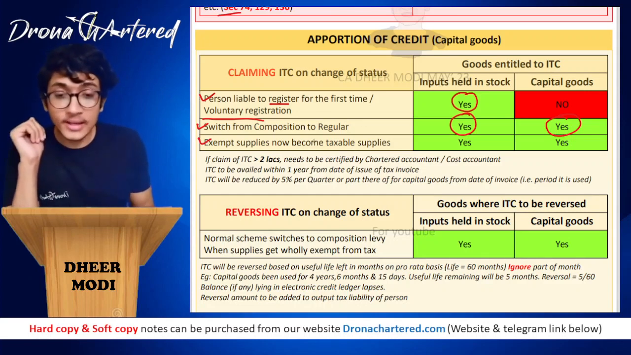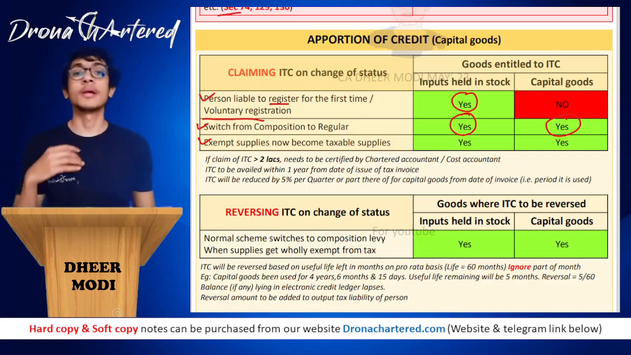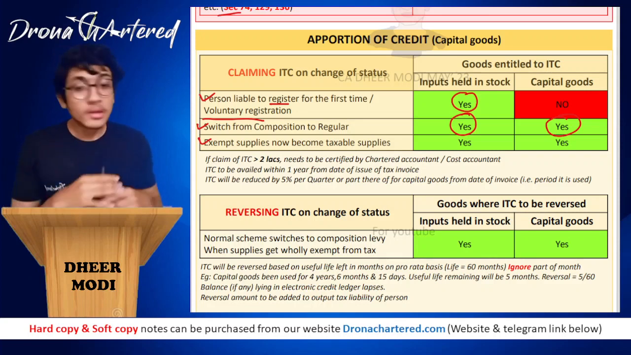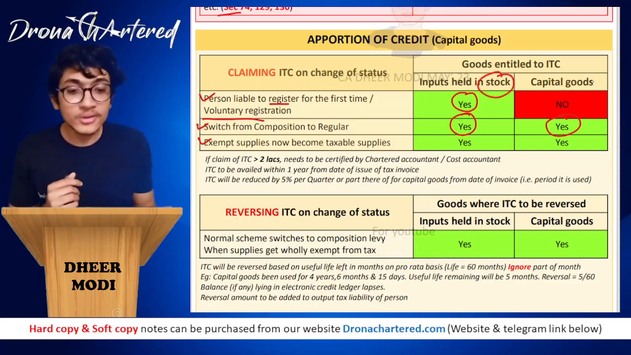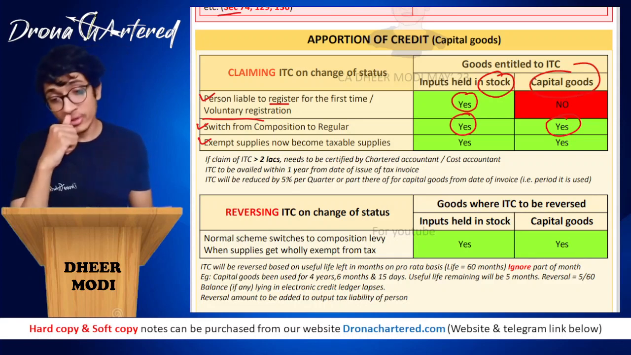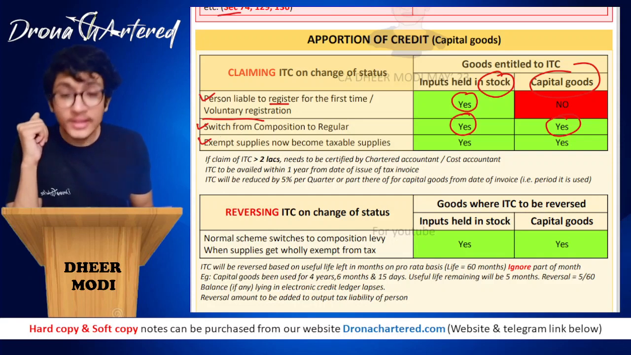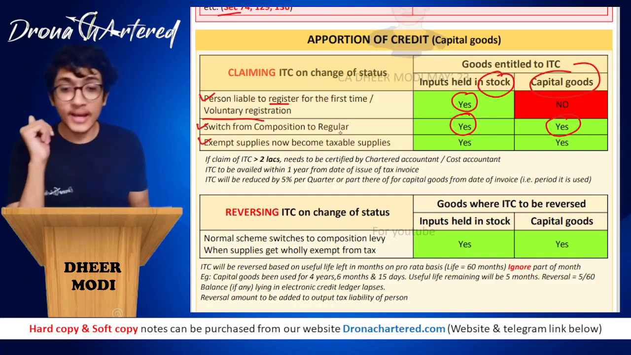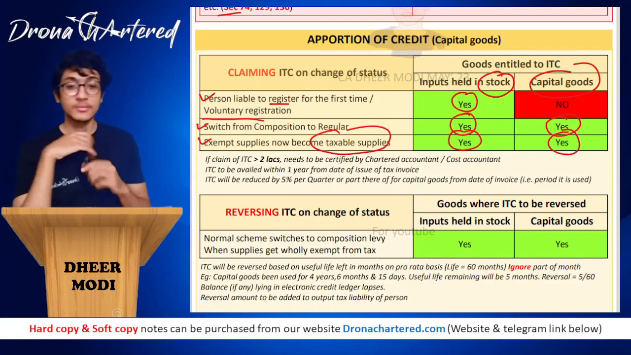And next is any exempt supplies now becoming taxable supplies. Any supplies which were earlier exempt, so you were not allowed ITC on the stock and capital goods, right? Because earlier it was an exempt supply, so you were not allowed ITC. But now since it has turned from exempt to taxable, you will be given credit. So therefore both of these will be yes.